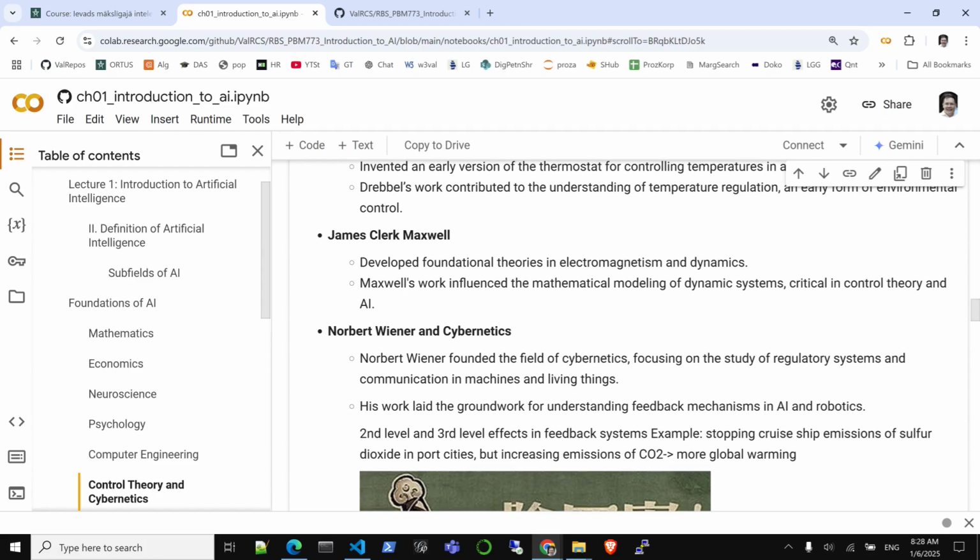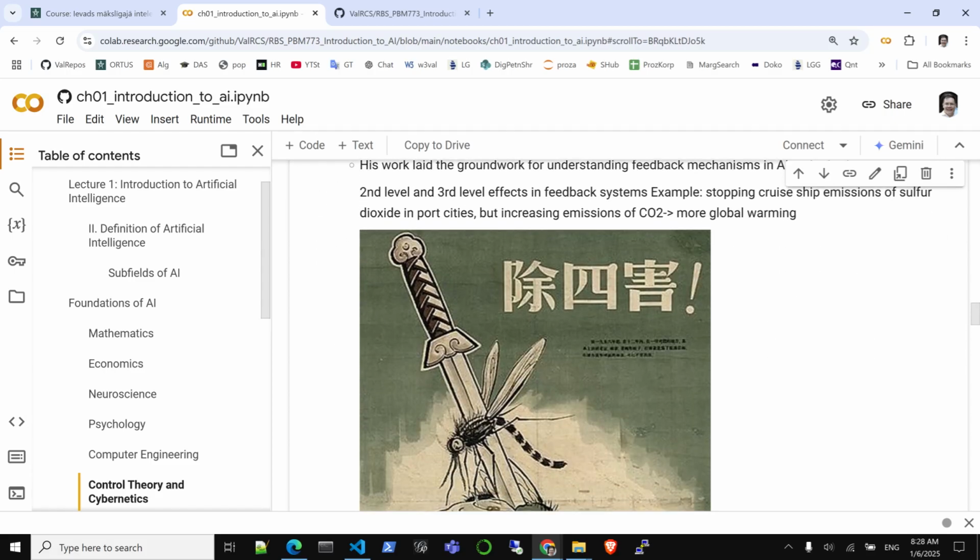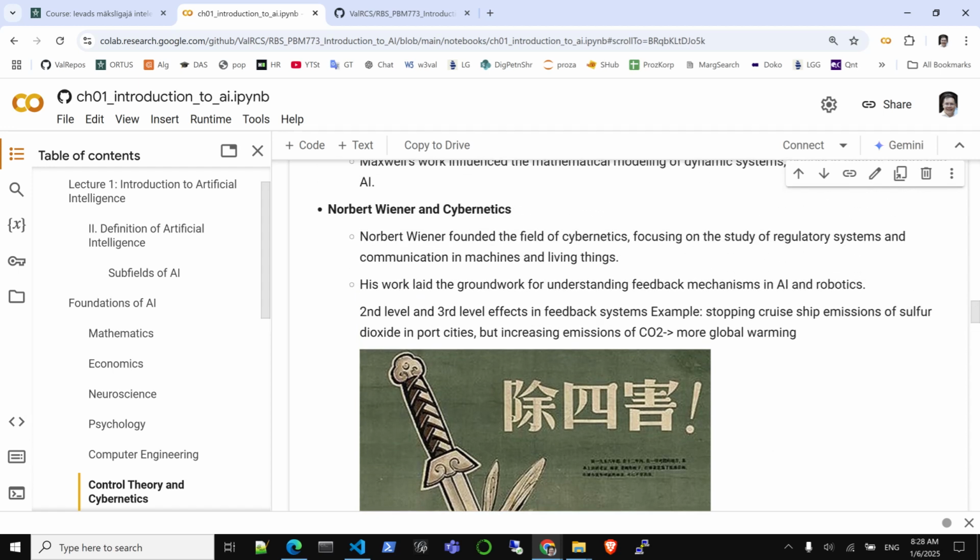So, cybernetics, of course, Norbert Wiener, very important, right? So, also things about second and third level feedback, right? For example, stopping cruise ship emissions of sulfate, right? But increasing emissions of CO2, more global warming, right?